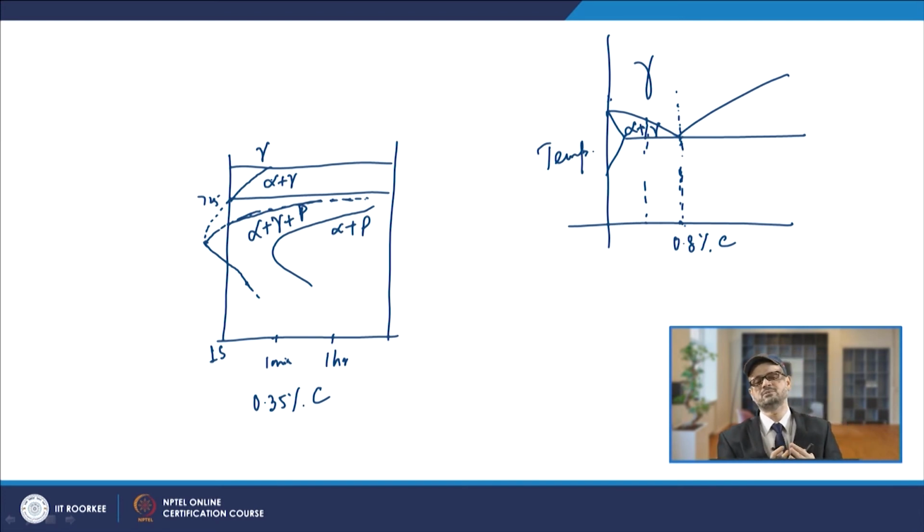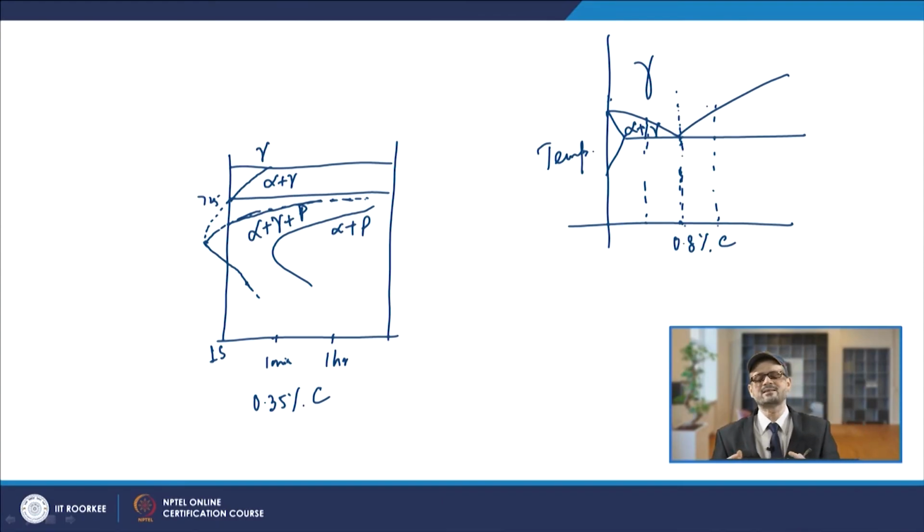So, that will be going towards the pearlitic transformation. So, that way your transformation will proceed. Similarly, if you go for the hypereutectoid steel, it will be towards this line, and in this line, rather than alpha, you will have the cementite on this side.